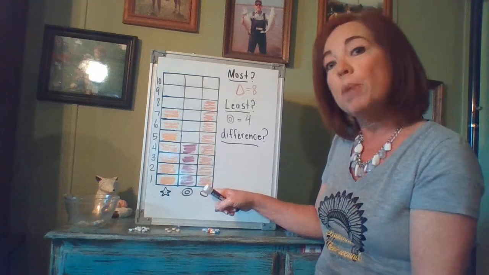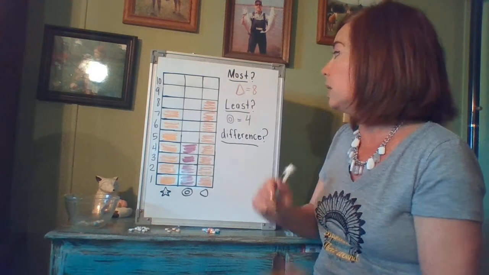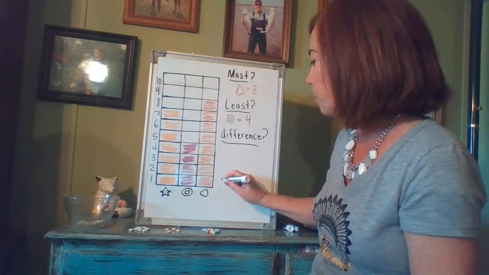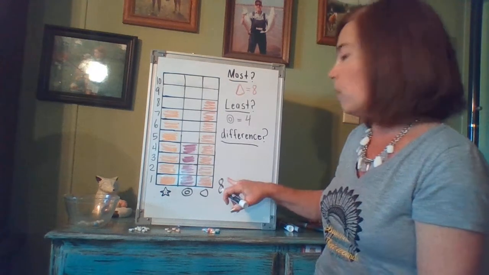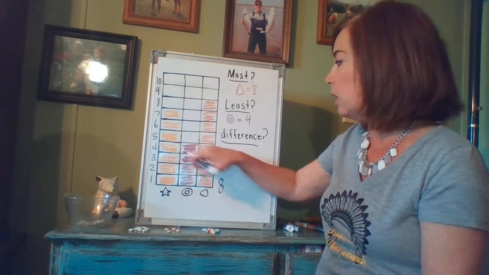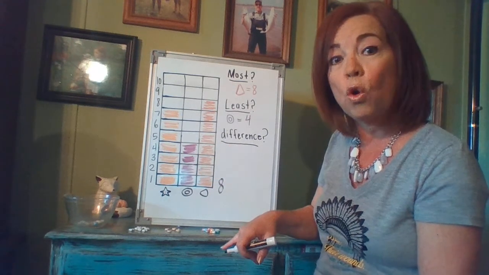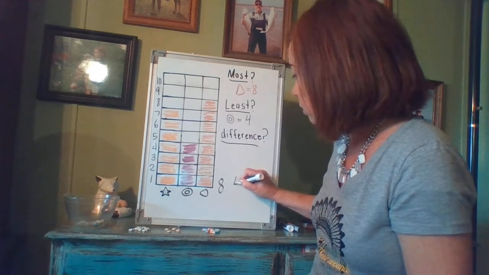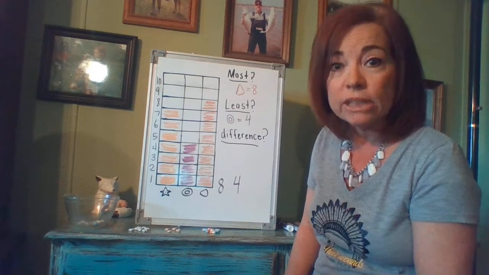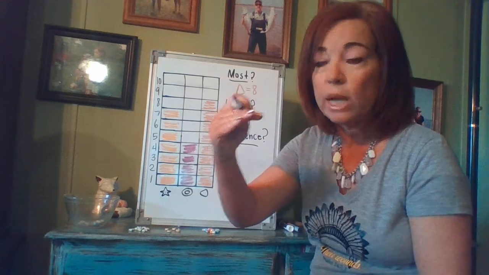The one that had the most was the marshmallows, and there was 8 marshmallows. So 8. And the one that had the least was the Cheerios, and there was 4 Cheerios. So I'm going to write 4. So 8 minus, remember, take away is a straight line.